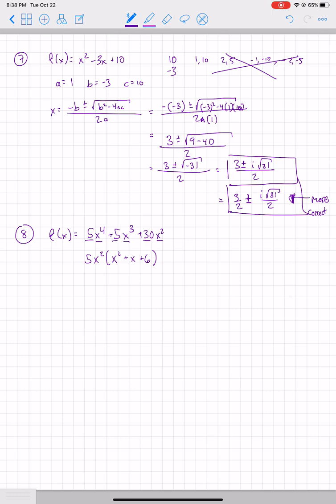So nothing too bad. But now we're looking for the factors of 6 that add up to 1. So the factors of 6 are 1 and 6. It does not add up to 1. And 2 and 3 does not add up to 1, -1, -6. No. -2, -3. No. So nothing works here. So again, we have to use the quadratic formula.